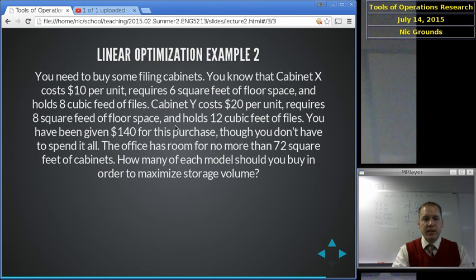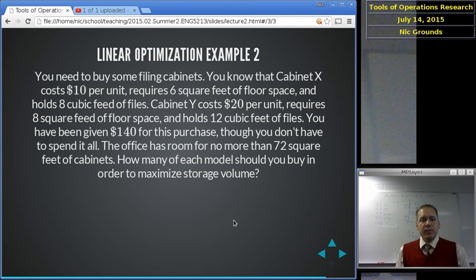Something didn't render quite right. There, that looks better. Okay, let's say you need to buy some filing cabinets. So you have some paperwork you need to file. You have to buy filing cabinets to store them in. You have 2 options for filing cabinets, Cabinet X and Cabinet Y, 2 different styles. Cabinet X costs $10 per unit, requires 6 square feet of floor space, and holds 8 cubic feet of files. Okay, so it has some requirement in terms of how much floor space you need to set the cabinet on, and a capacity of how many files it can hold in terms of cubic feet.